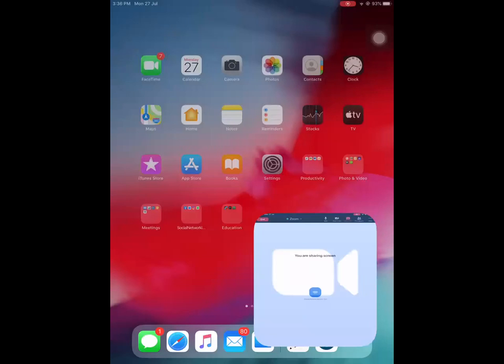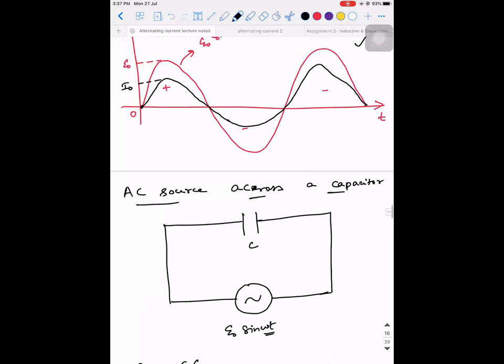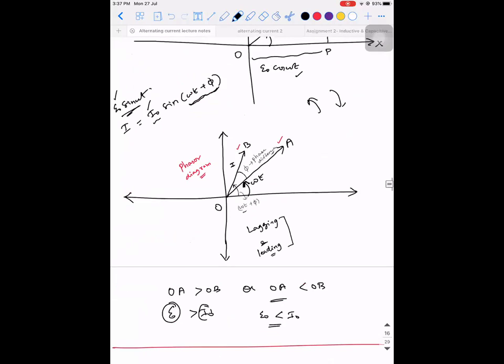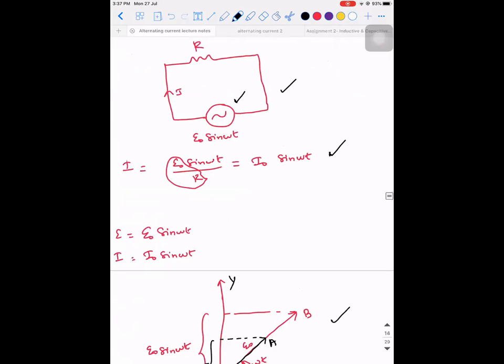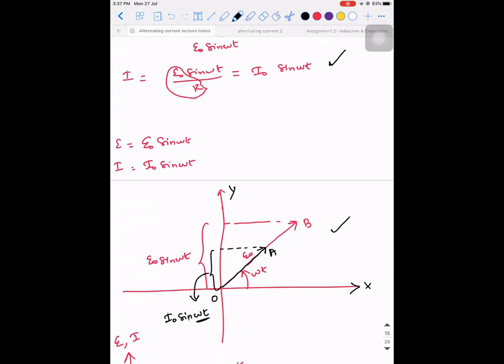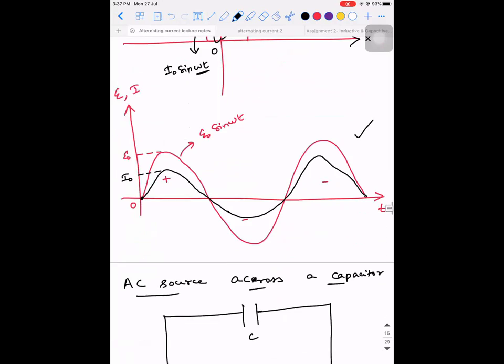So last class we discussed connecting an AC source across a capacitor, right? As I told you, we'll be seeing connecting an alternating source across different kinds of devices. First, we saw it for a resistor. For a resistor, what was the important point that we observed? That the EMF and the current are in the same phase, right? There is no lagging or leading between them. So that's what was happening.